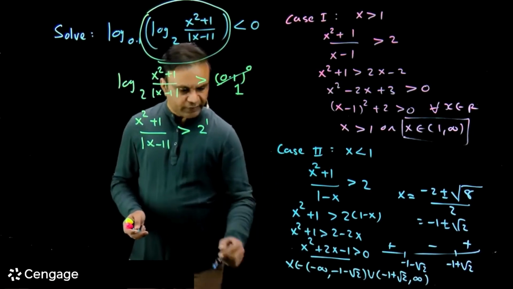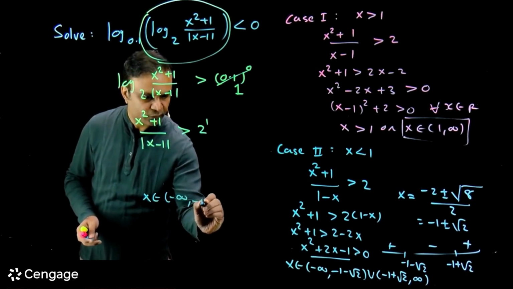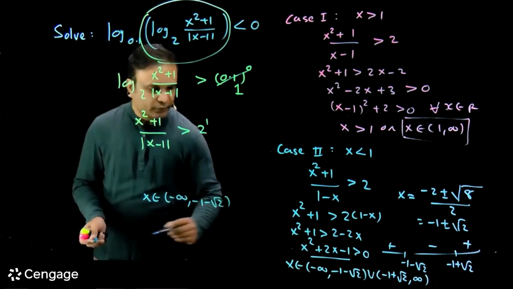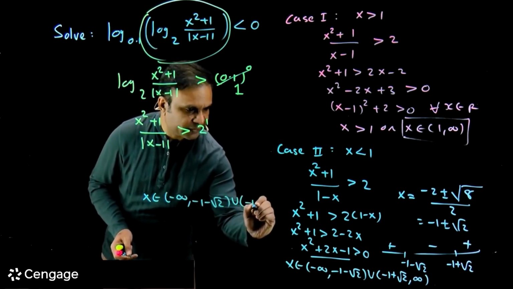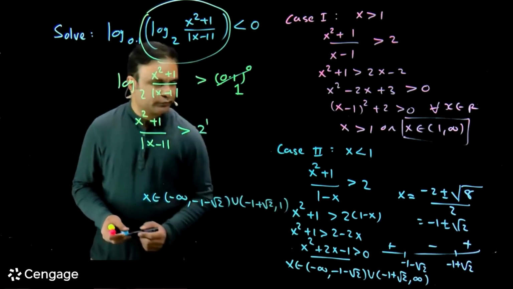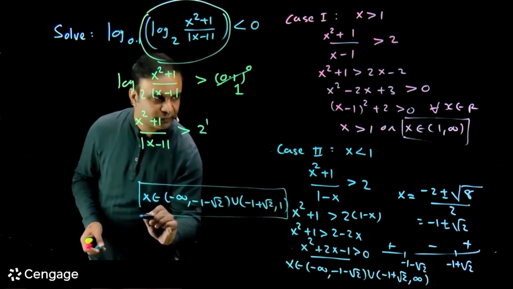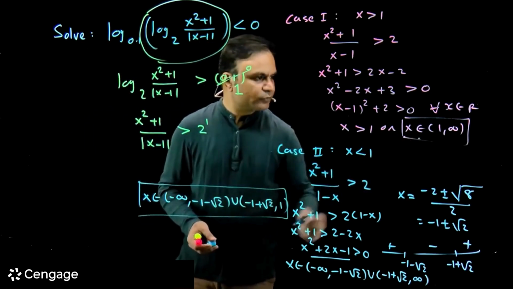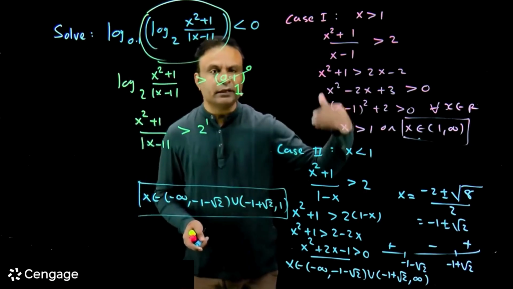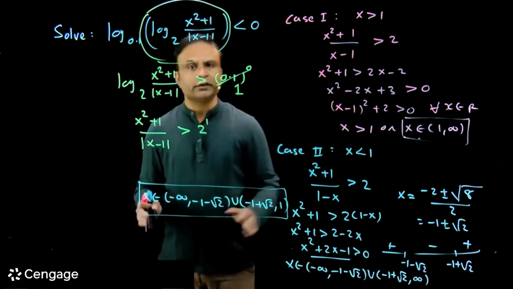So what will be values of x? x belongs to minus infinity to minus 1 minus root 2, union minus 1 plus root 2 to 1, because x is less than 1. So we have this values of x as well as this values of x. So total solution will be this union 1 to infinity. आप इन दोनों का क्या लोगे? यूनियन लेंगे.